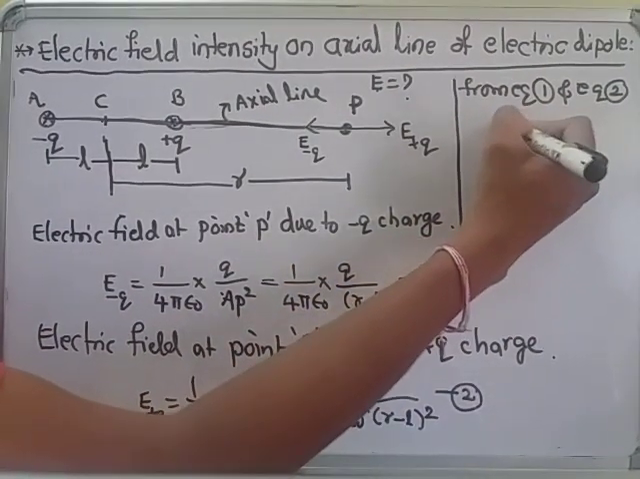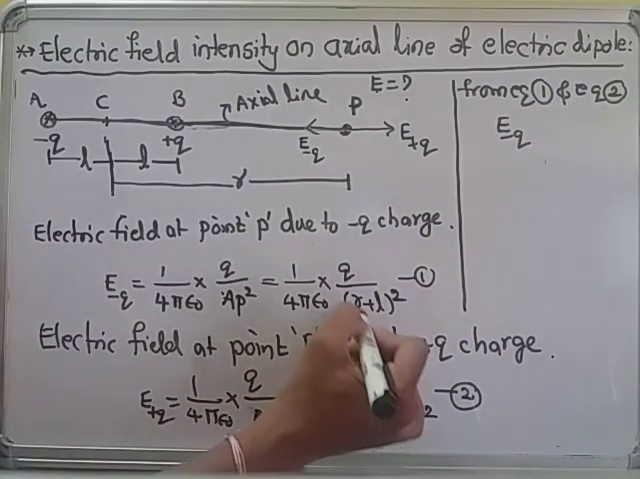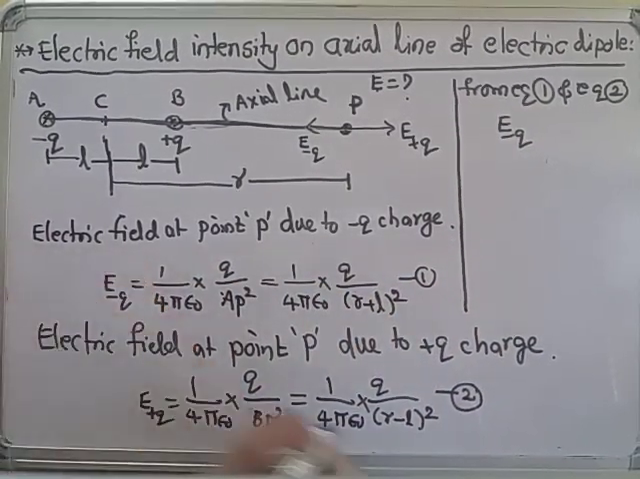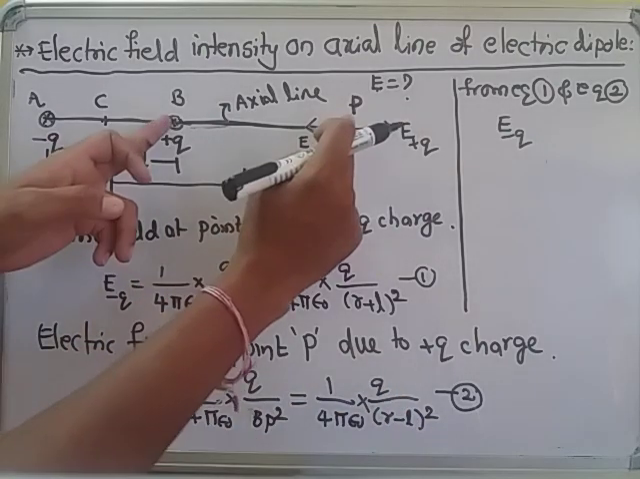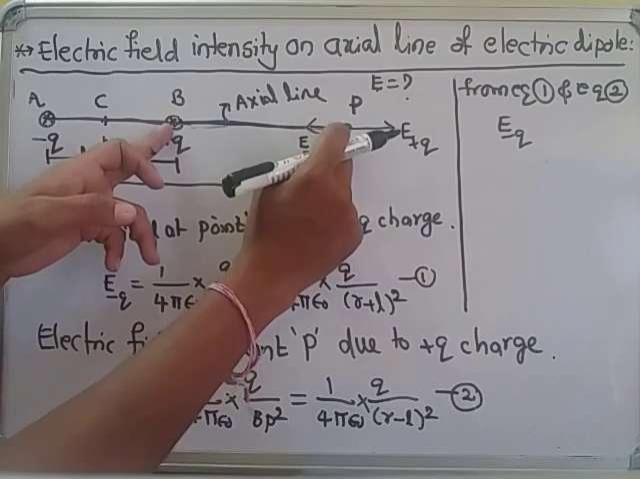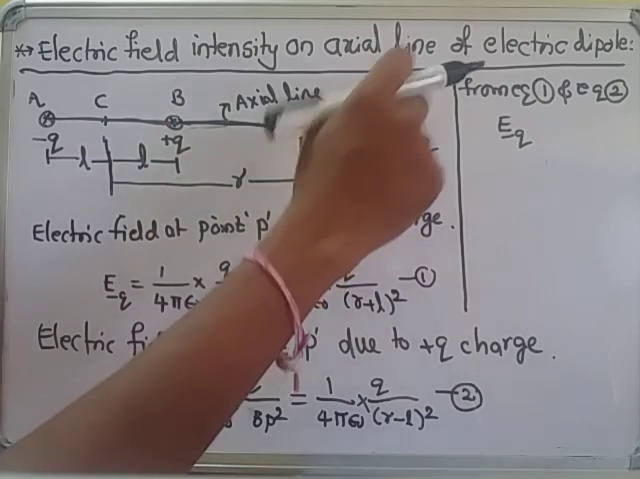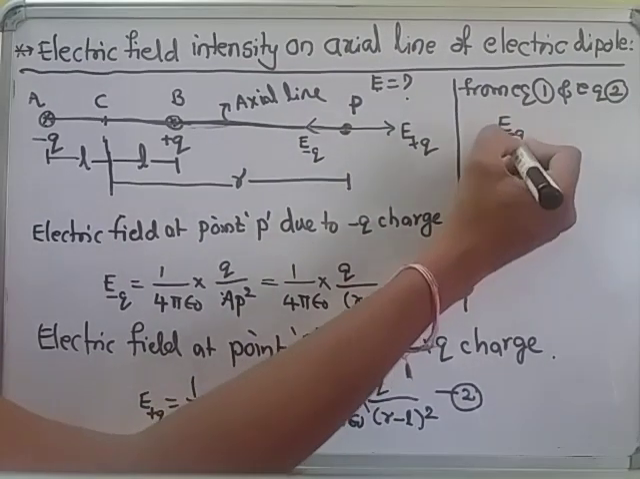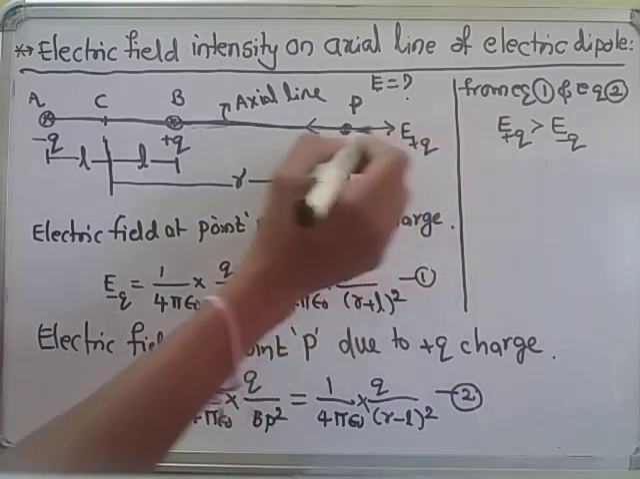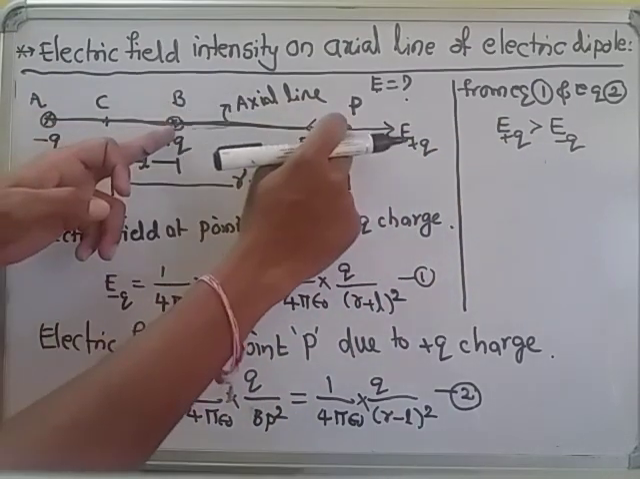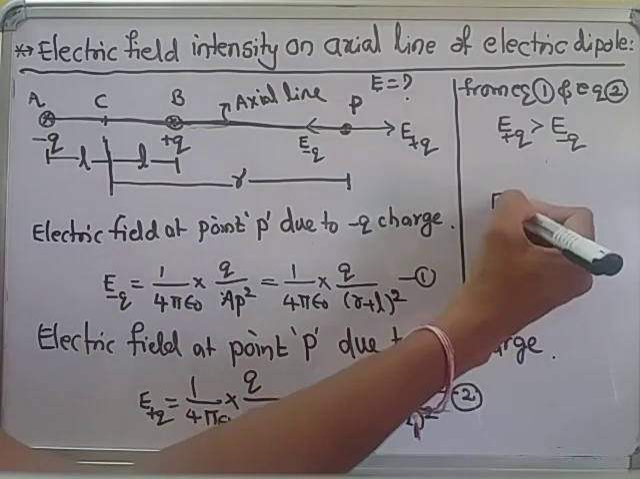And E due to minus q, the sum is there in the denominator, meaning this one is less, and here less is there and this one is more. Actually plus q charge is at less distance, that's why its electric field is more. That means E due to plus q charge is more than E due to minus q charge, because plus q charge is at less distance. Less distance means more electric field, because electric field is inversely proportional.